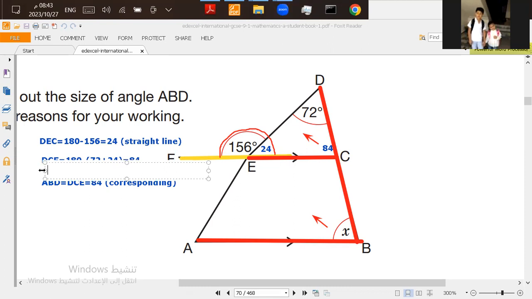Next to it, sum of angles or sum of triangles angles, equals 180. You can write it, no problem. And this is the whole idea for this question. Now let's move on to the next one here.